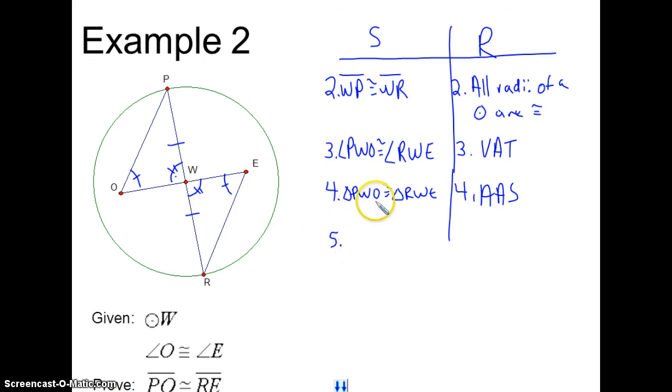Now I pick out the parts. PO, RE, first and third letters, naming's good. So PO is congruent to RE. And that's because of CPCTC. Corresponding parts of congruent triangles are congruent.